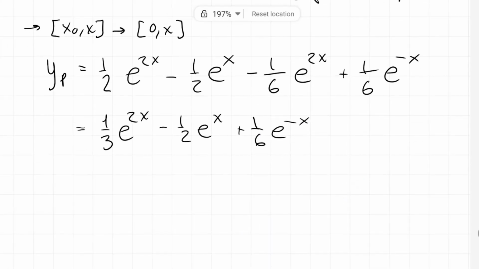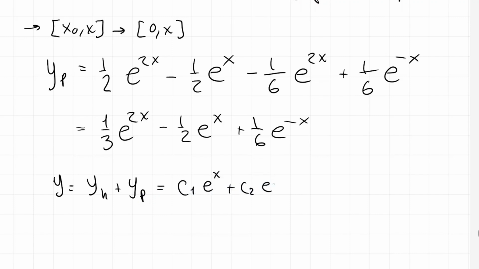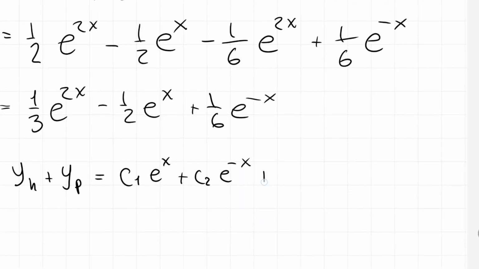Okay, so just to finish, we can say that the solution to that differential equation is going to be y equals y_h plus y_p, and that is c1 e to the x plus c2 e to the negative x plus y_p, which is the function that we just found: 1/3 e to the 2x, sorry, minus 1/2 e to the x plus 1/6 e to the negative x.